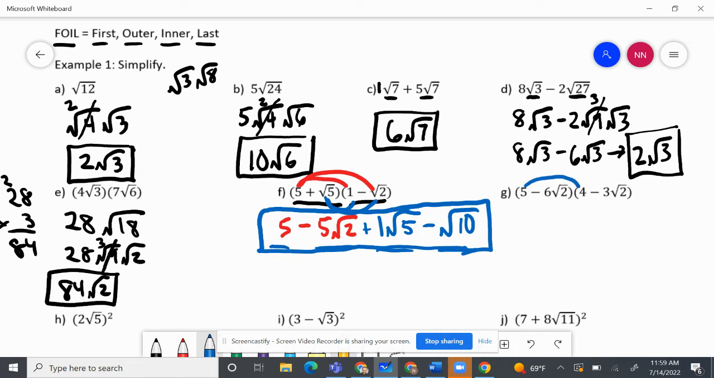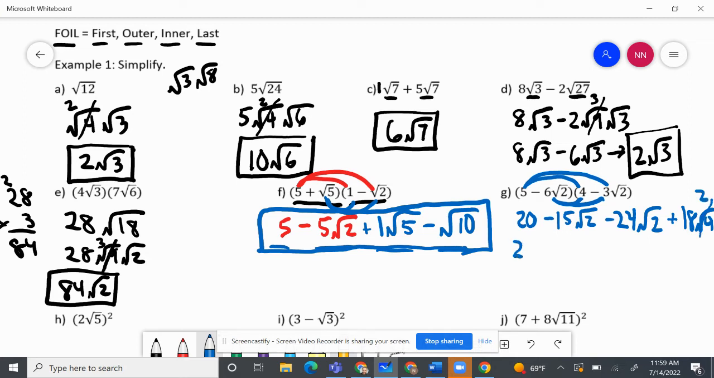Letter G, we're going to do the same thing. 5 times 4 is 20. 5 times negative 3√2 is negative 15√2. Negative 6√2 times 4 is negative 24√2. And negative 6√2 times negative 3√2 is positive 18√4. Now we know the square root of 4 is 2.